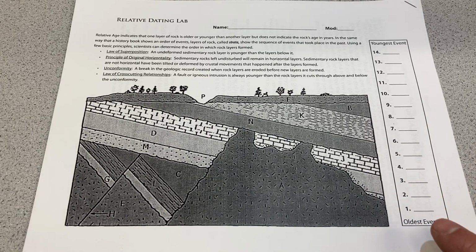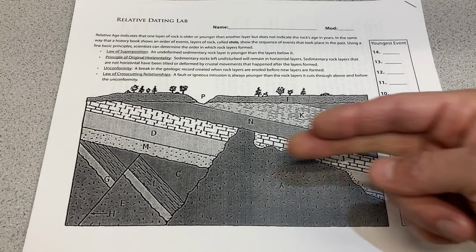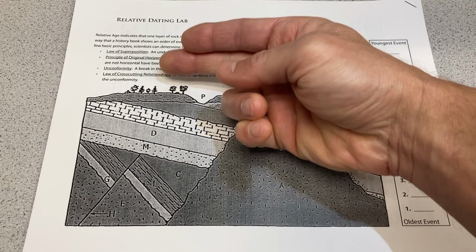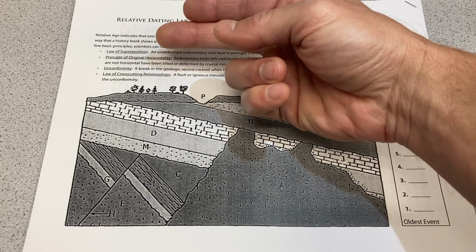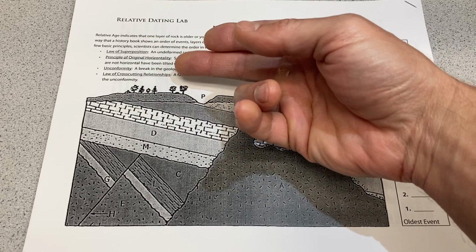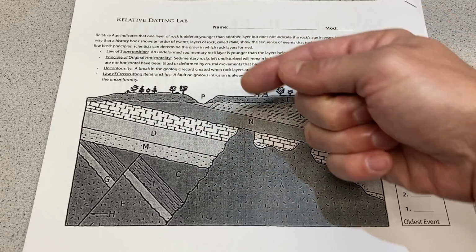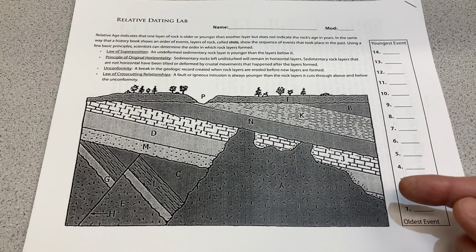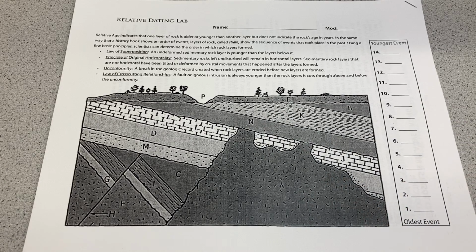It doesn't matter if you get these wrong. We're going to go over the answers in just a minute, but I'm going to give you a little bit of time to work on them. There are some hints as to some of the things we talked about, and we'll talk about them again: superposition, original horizontality, unconformities, cross-cutting relationships. All those things are happening in this diagram. So do the best you can, and we'll talk about it in a second.